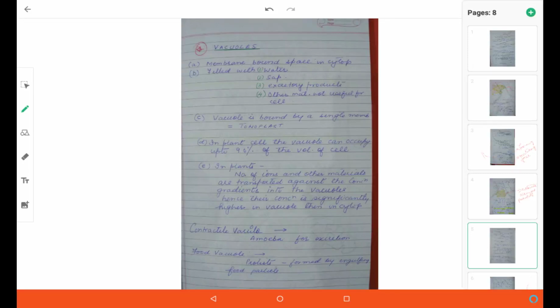In animal cells, we see contractile vacuoles in amoeba for excretion and osmoregulation, and food vacuoles in many cells which are actively engaged in engulfing food particles or parasites.